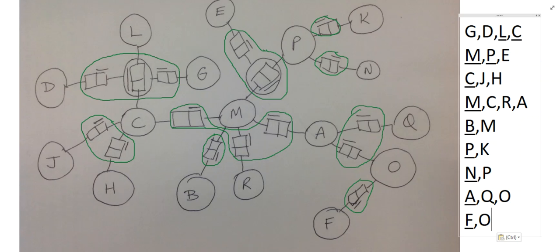So the order of them is not important as long as you underline the primary key. So if we look at this one here, L and C are the main two.